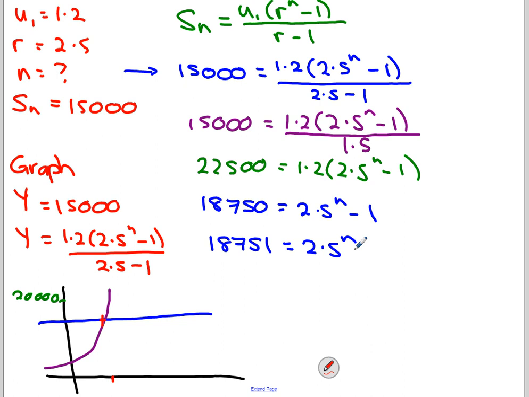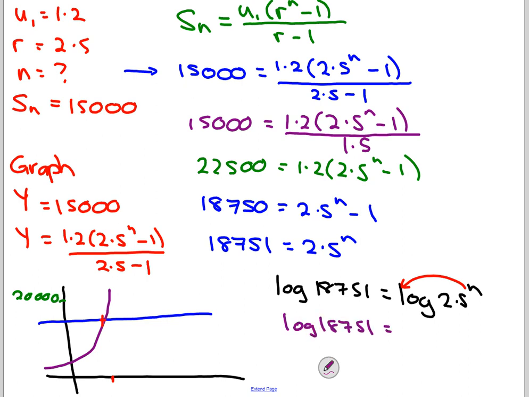You could have also tried solving with logs. If you feel like doing a second method, you could log both sides. Yeah, if you wanted to use the log method, let's do that on the side here. You would log both sides, so you would write log 18,751 equals log 2.5 to the n, and then remember, that's our logs, this n can go at the front. So we can go log 18,751 equals n log 2.5.